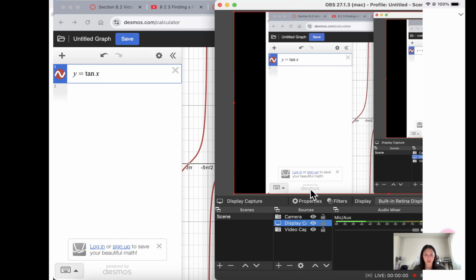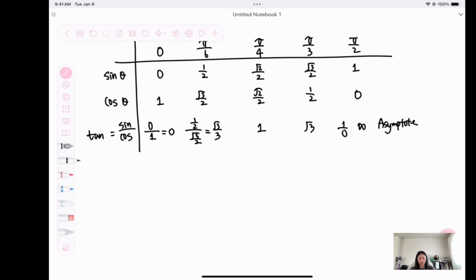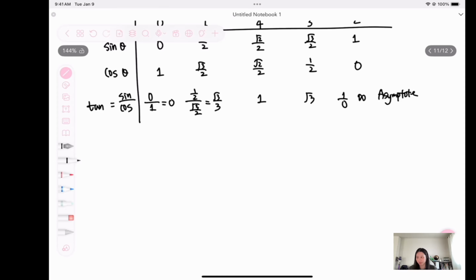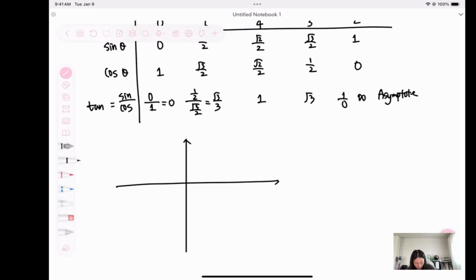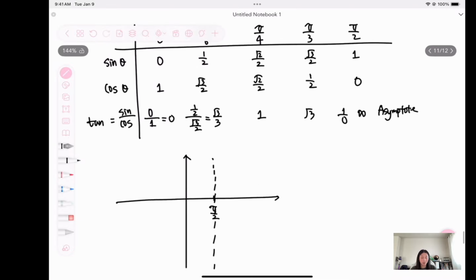All right, now let me write this down. Here is our graph, with the asymptote at pi over 2. And then since it repeats every pi, because the period, as we observed on Desmos, we notice that the period is equal to pi, and the asymptote is at pi over 2.